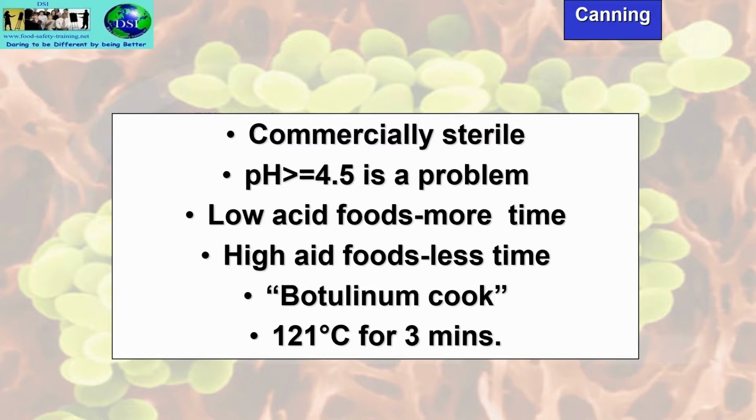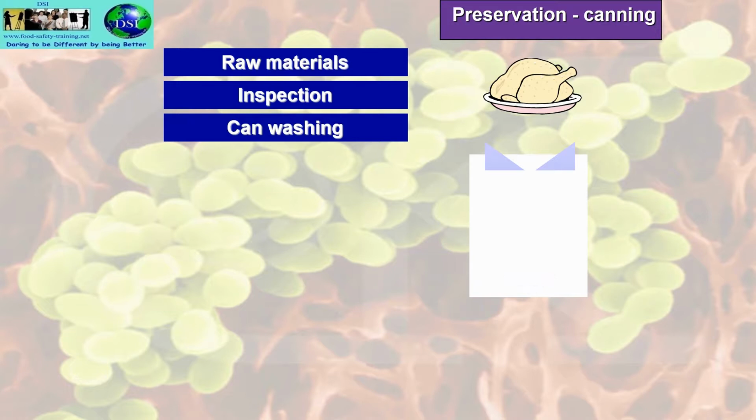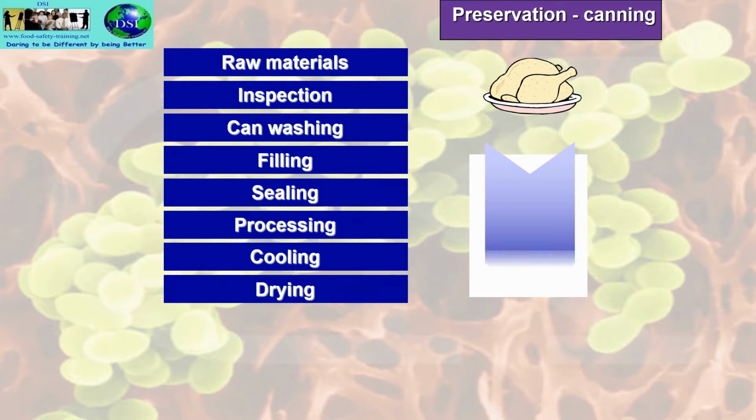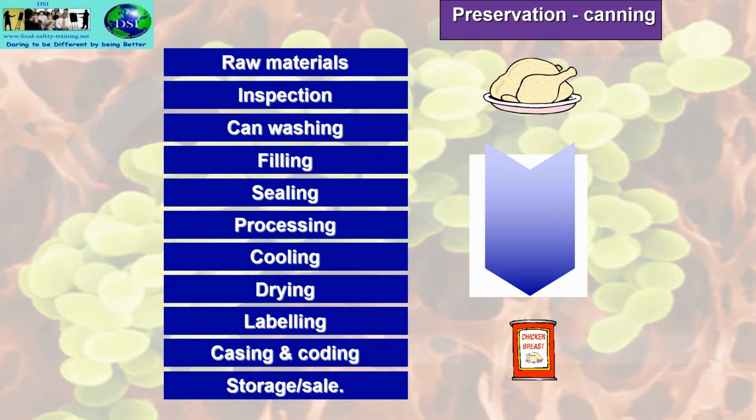So with canning, we start with raw materials. We inspect the raw materials. This is where we wash the can. We fill the can. It's sealed. It's processed. It's cooled. It's dried. Labeled. There's casing and coding of the cans. And put for storage and sale.